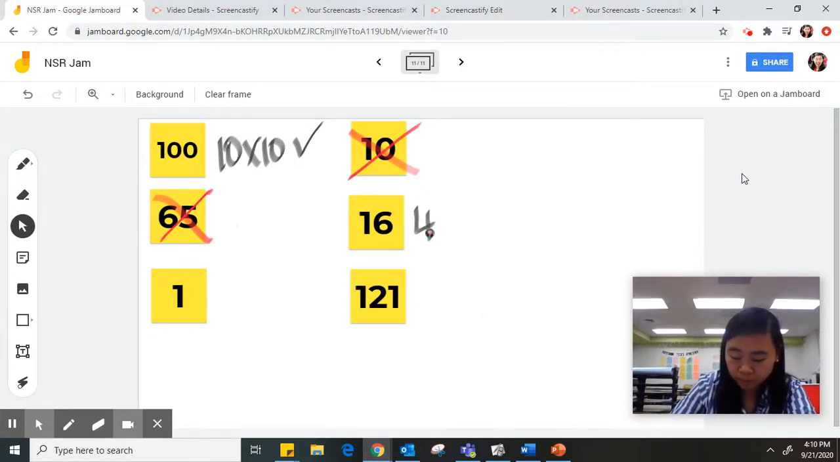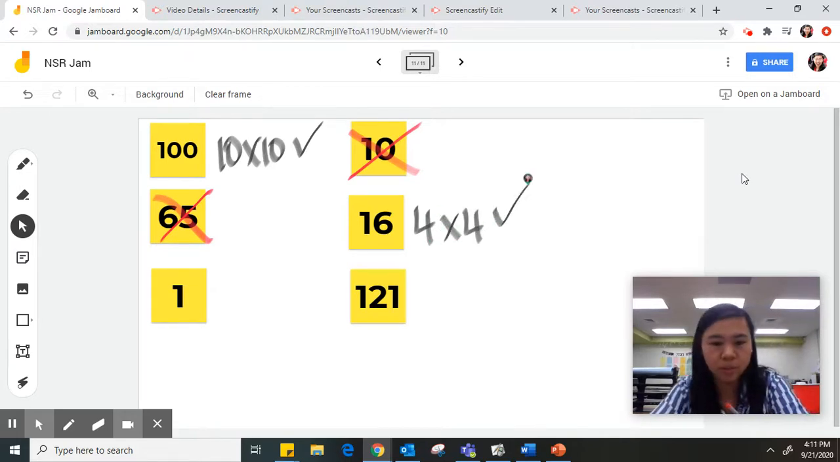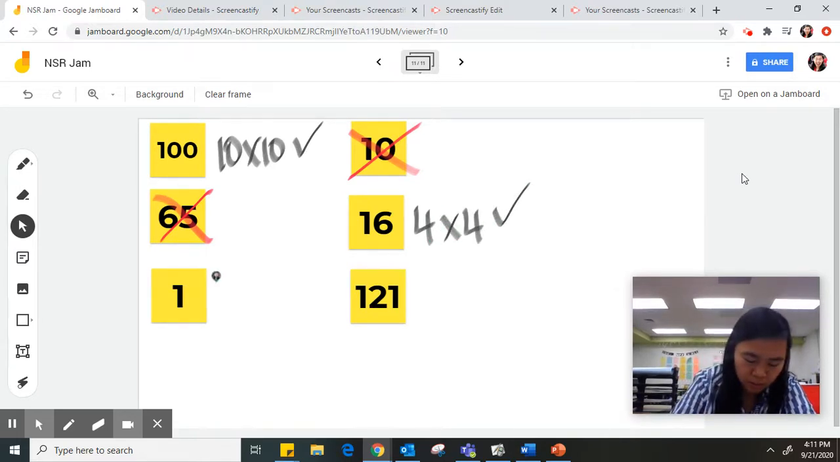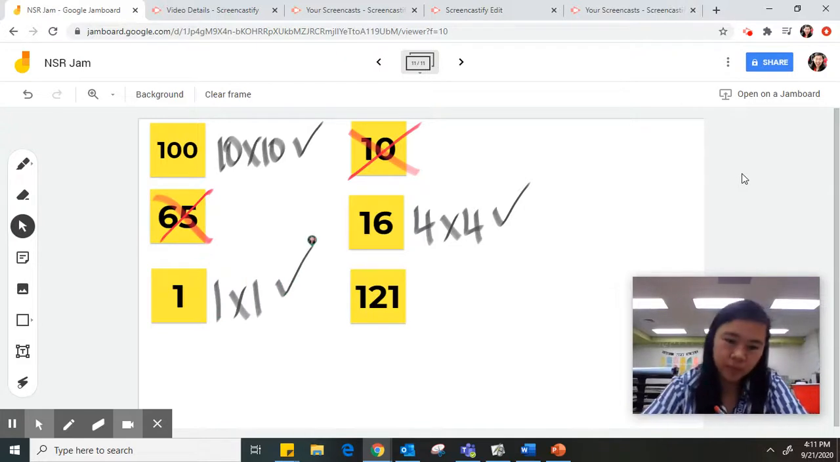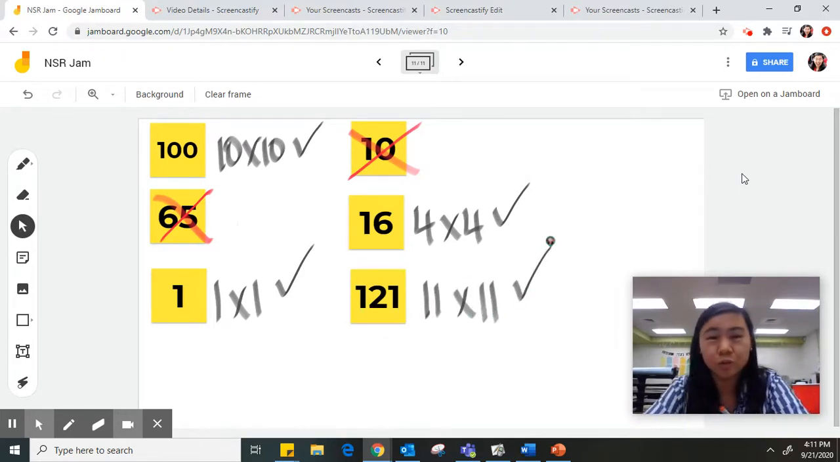How about 16? 4 times 4 is 16, so 16 is a perfect square. 1, that's easy. 1 times 1 is a perfect square because it equals 1. And then 121. 11 times 11 gives you 121, so that one is a perfect square. I hope this helps.